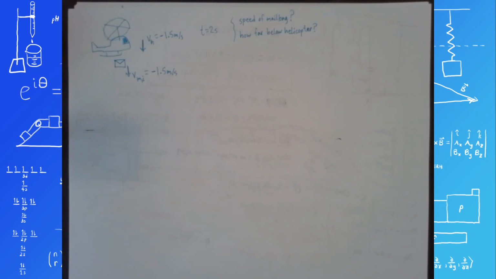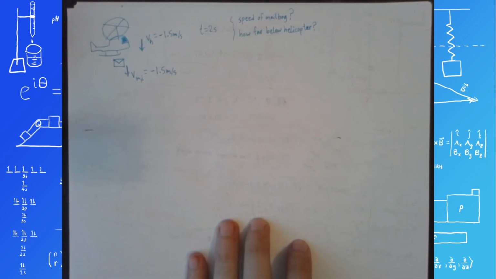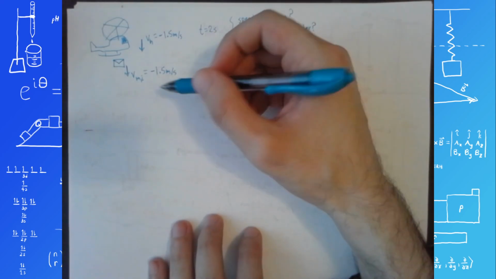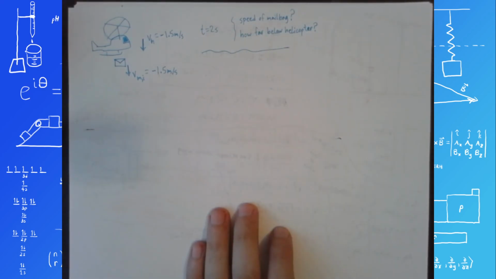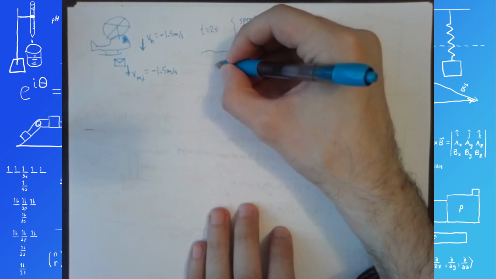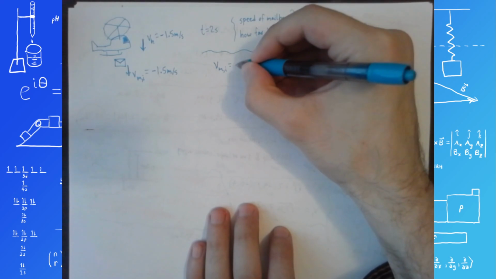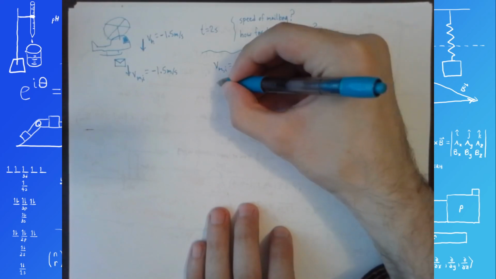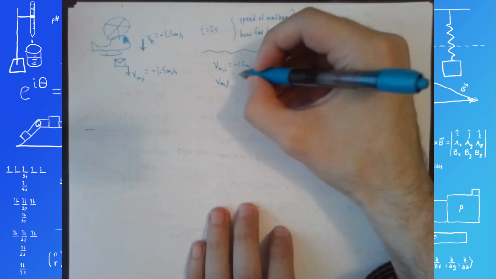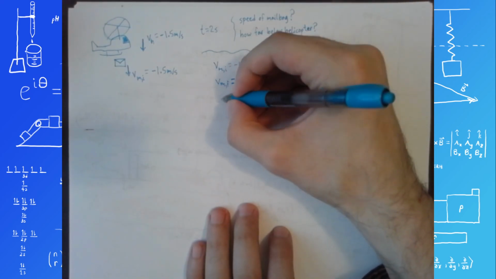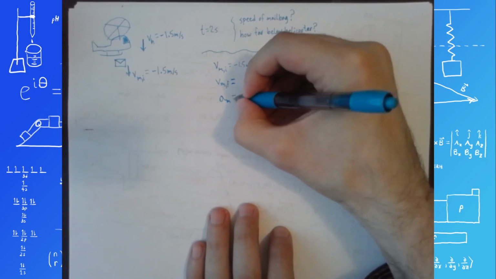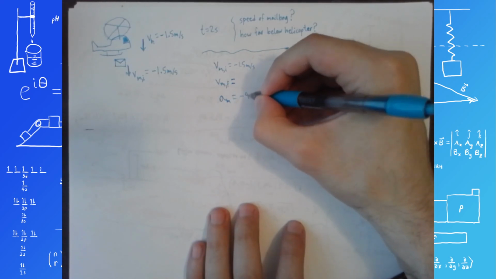Where did I want to go from here? Right, so we have the initial velocity of the mailbag, and once it's released, there's nothing preventing gravity from dragging it down. So from the moment of release to whenever it lands on the ground, its acceleration is going to be negative 9.8. So we have v mailbag initial is negative 1.5. V mailbag final, we don't know yet, although that's the first thing that they asked for, kind of. They want the magnitude of it. The acceleration of the mailbag is negative 9.8.